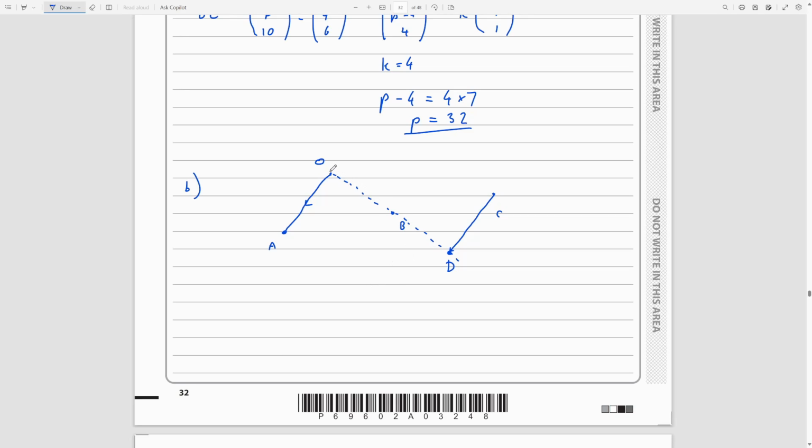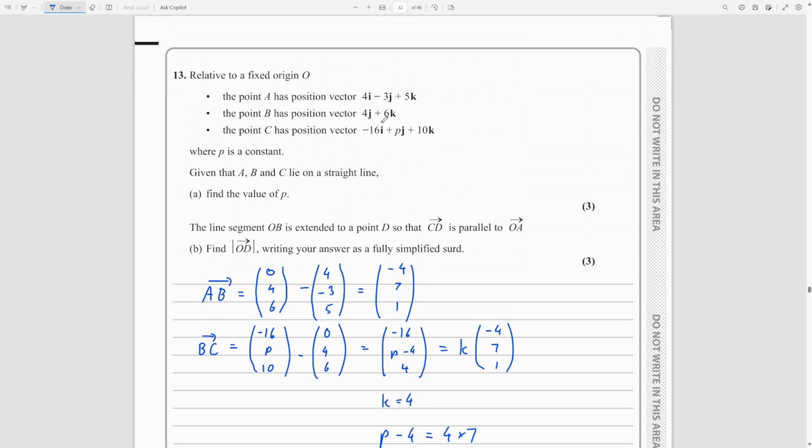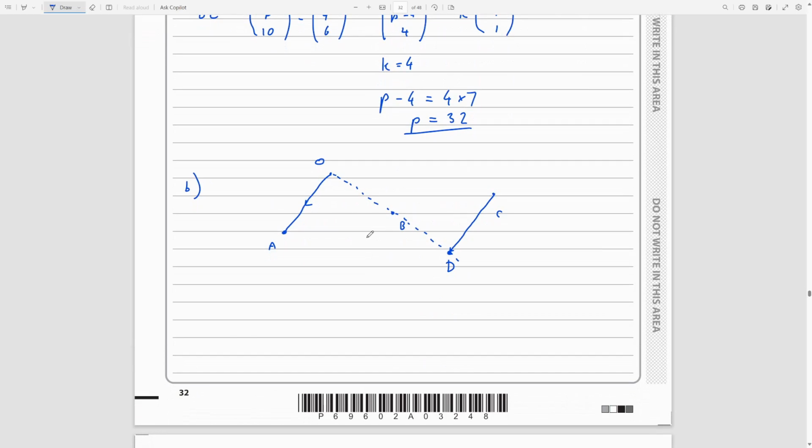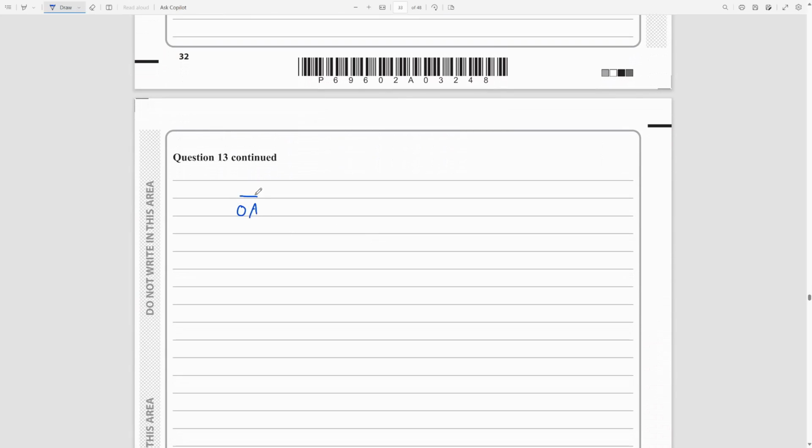Well, we know that to get from O to D, you just do O to B, but multiplied by something, OB times something, let's call it lambda. So what is OB? OB is 4j plus 6k. So since OB is 0, 4, 6, O to D must be 0 and then 4 times lambda, and 6 times that same value. Now what we can do is insist that O to A is parallel to CD. Well, what is O to A? O to A is 4 minus 3, 5.